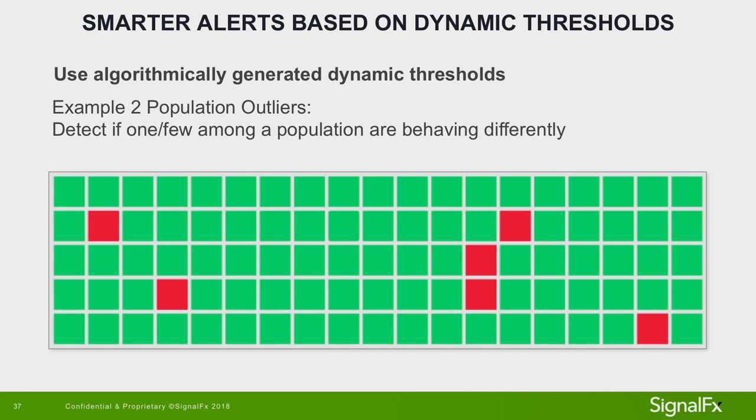Another example is population outliers. So, I don't know what the average CPU across my servers is supposed to be, but maybe I know that they're supposed to be about the same, and if there's a few that are behaving oddly, maybe a particular server is under duress, maybe I can find out. So maybe I can find the outliers within a population, again, algorithmically, and that's going to tell me if there's something that needs my attention or not.